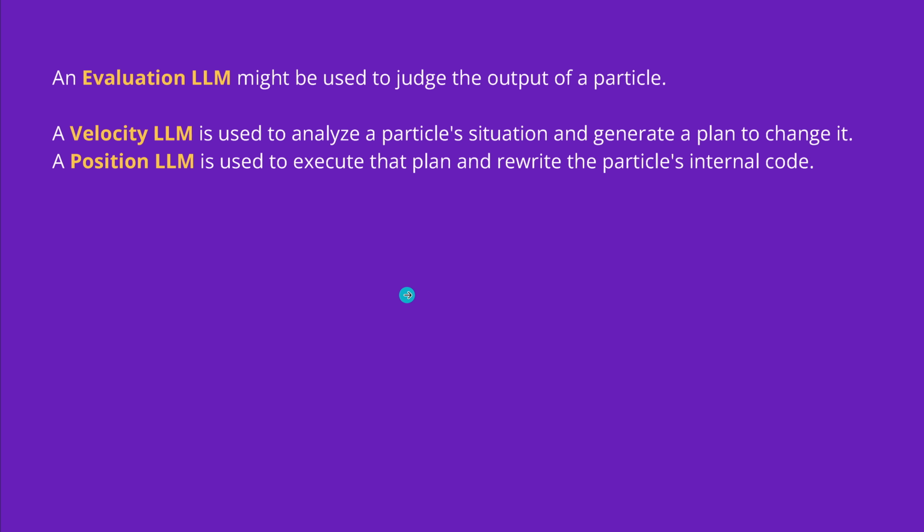Now, you know, the scoring agent is one of the most important because we have a velocity LLM, used to analyze the particle situation and generate a plan, the forward strategy to change it. The position LLM is used to execute that particular plan, that strategy, that velocity, and rewrites the particle's internal code representation. But we have to have an evaluation, yeah? Because we have to judge the output of a particle, if this is the direction we want to go to, or we say no thanks.